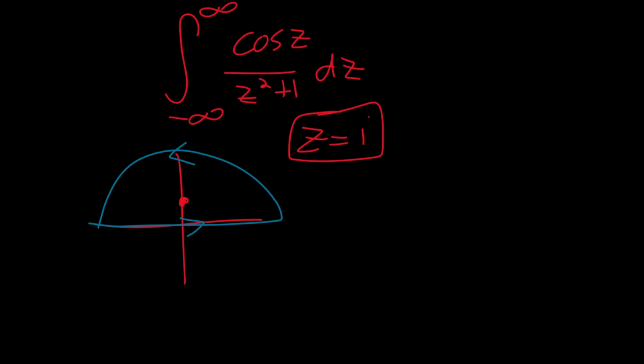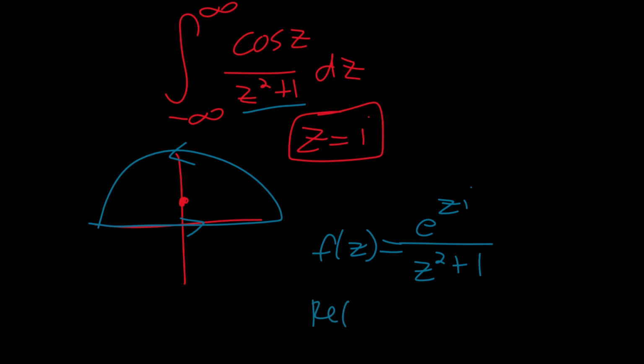So one thing that we can do is not make f of z just our integrand necessarily. We can define it as something else. So let's define f of z to be e to the zi over z squared plus 1. And you'll notice a couple of things about this. Namely, whenever you take the real and imaginary parts of it, the real part of f is going to be equal to our integrand right here. It's going to be equal to cosine of z over z squared plus 1.